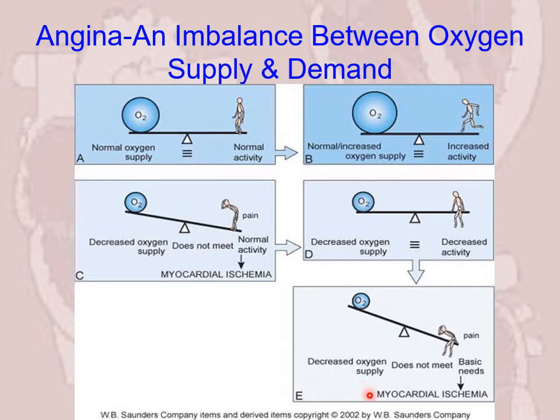Myocardial ischemia here, it gets to the point where eventually it doesn't even meet the basic needs. So when you get to the point that it gets very severe, then eventually something has to be done because you're not even able to do your daily activities. So that's the idea there.